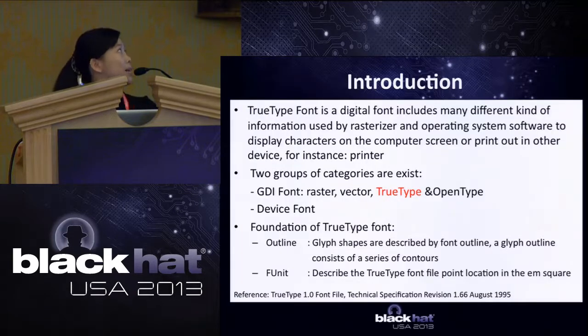So basically, Windows supports two broad categories of font, that is GDI font and device font. The GDI fonts, which are based in Windows, come in three types: raster, vector, and TrueType or OpenType. Here we would like to introduce the foundation of TrueType fonts. For instance, a glyph outline consists of a series of contours. The font unit, or F unit, describes the TrueType font's points location in the M square.